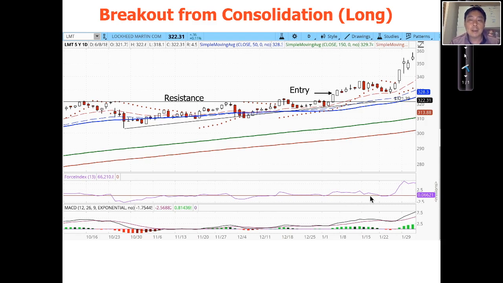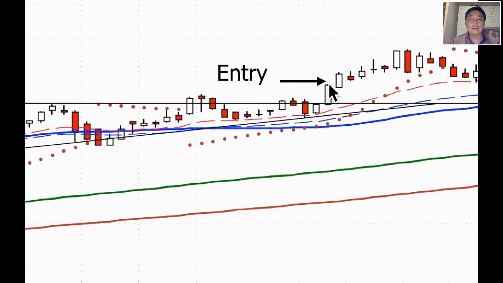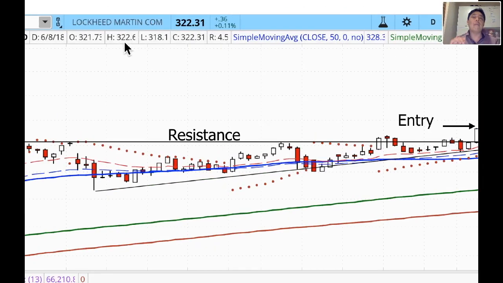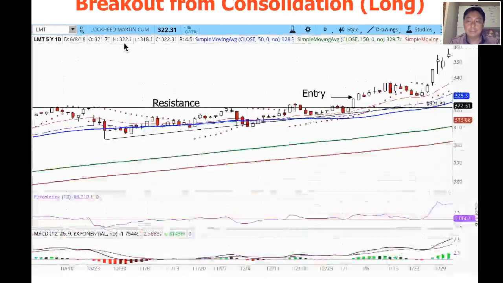So once we see this pattern, where do we place our buy order? We place a buy stop limit order just above the high of this candle. This stock is a $300 stock. So for a $300 stock, you could use 10 cents or even 20 cents. You can put the buy order 10 or 20 cents above the high of the candle.